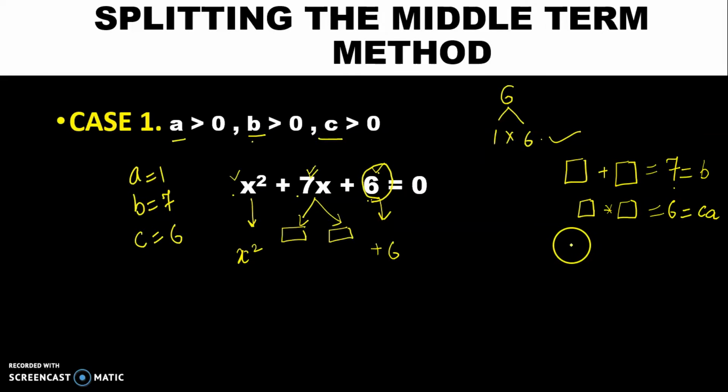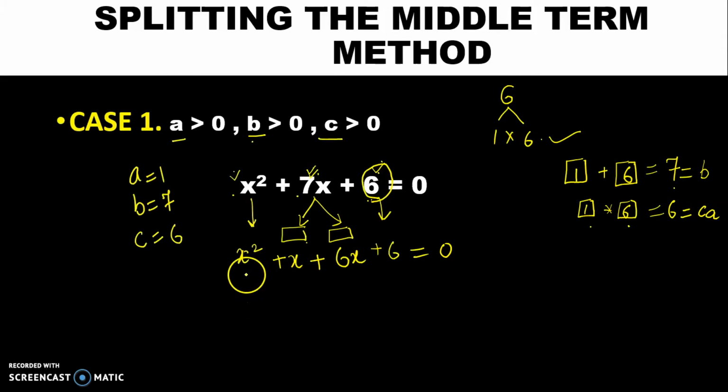Now, here you can see their sum, 1 and 6, will be 7, that is the coefficient of x, and their product, 1 multiplied by 6, will be the product of the constant term and the coefficient of x². So we will choose these two numbers, as this will be written in place of the middle term. So we will write it as x² + 1x + 6x + 6 = 0. We have done the main thing, the most important thing.